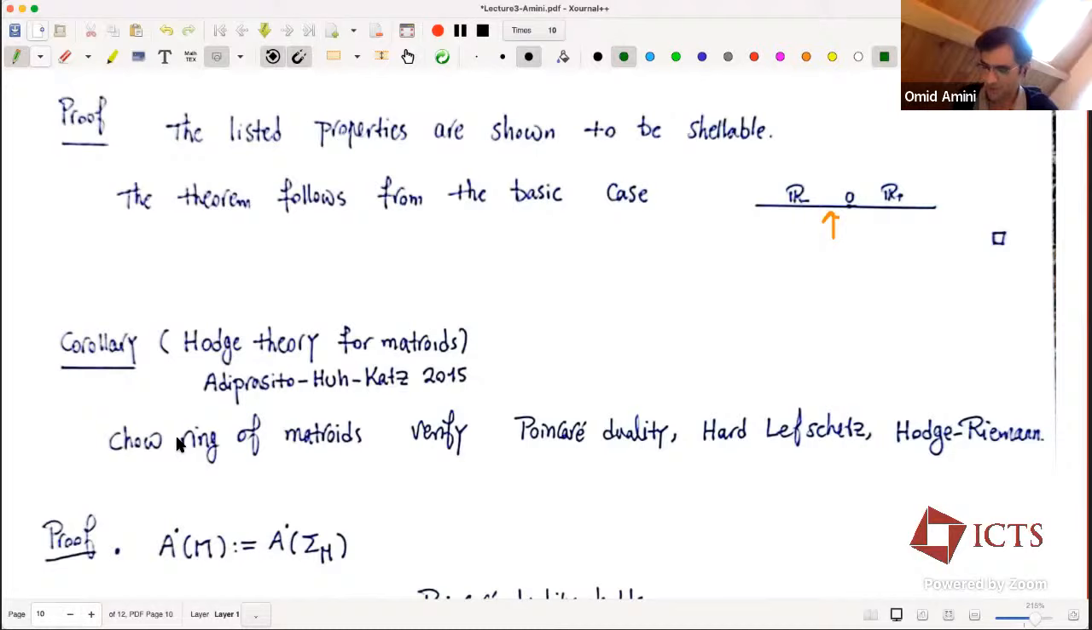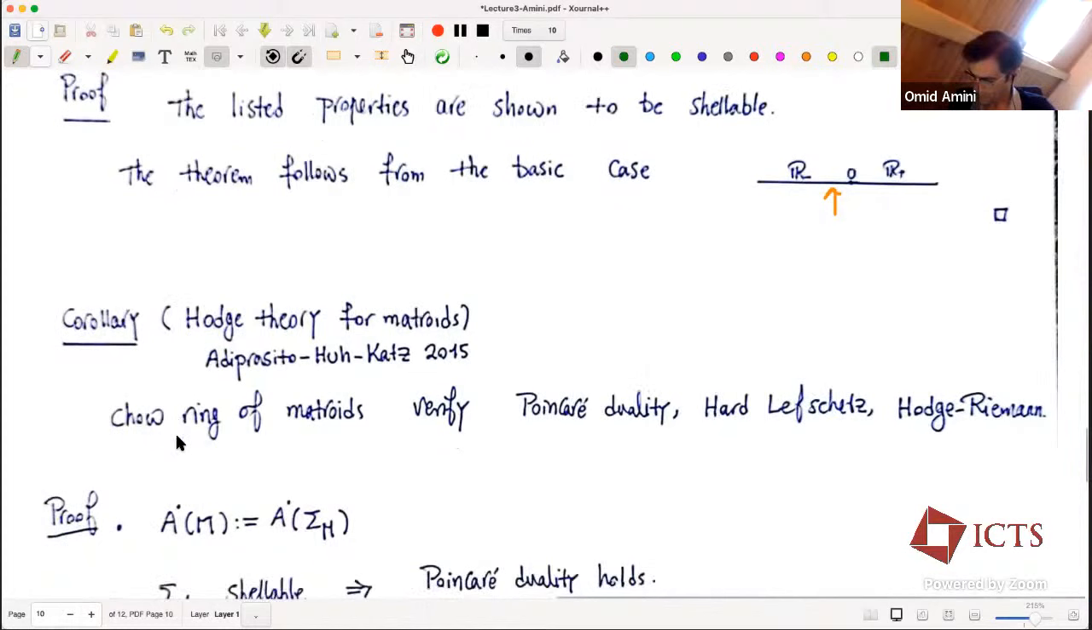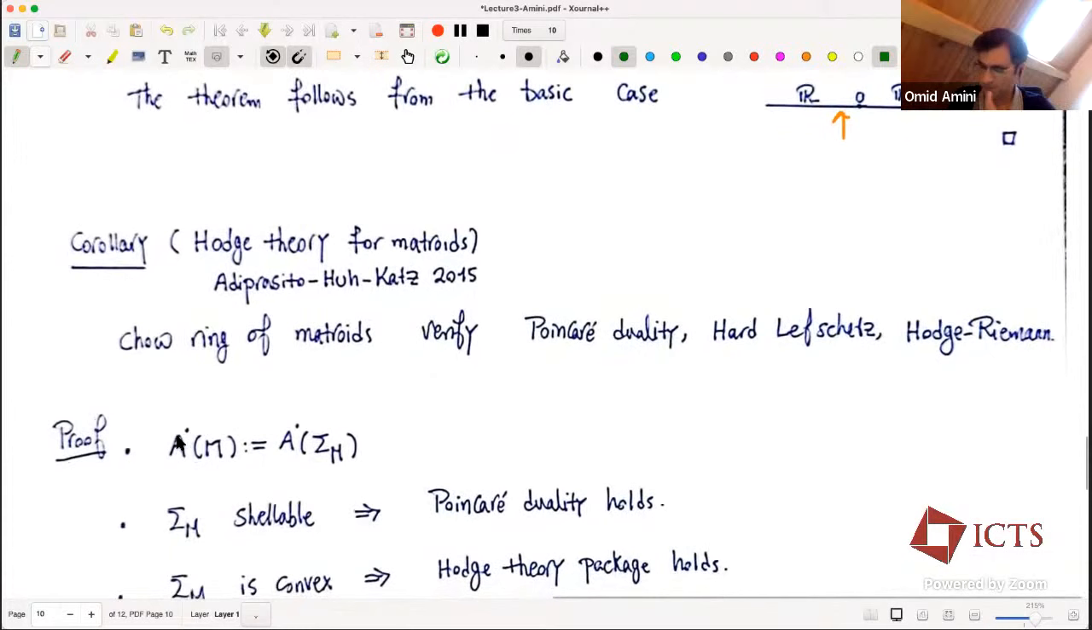And so as I said, the collection of shellable tropical fans is strictly larger. What is really important for all these results is the fact that these fans can be constructed from basic fans, like the fan of the line, by this basic operation. So it puts the importance of these operations actually at the heart of these theorems. Okay, so what is this corollary? It tells you that the Chow ring of matroids verifies all the properties.